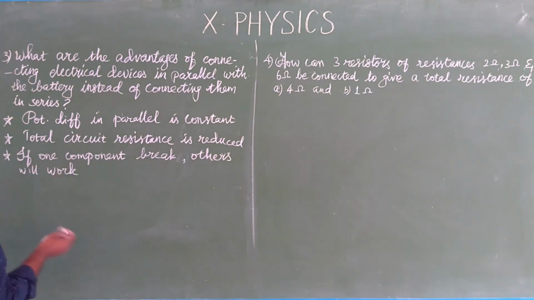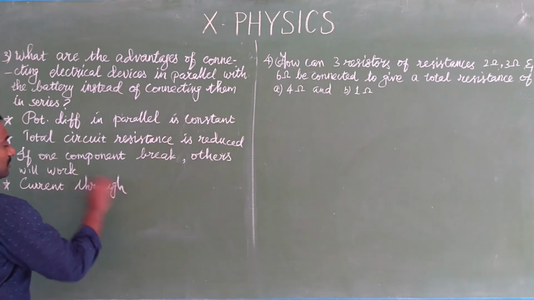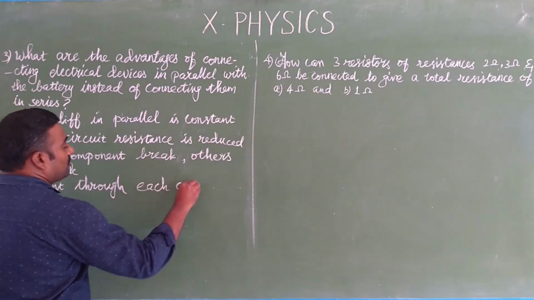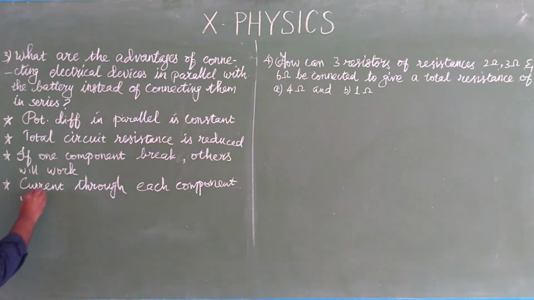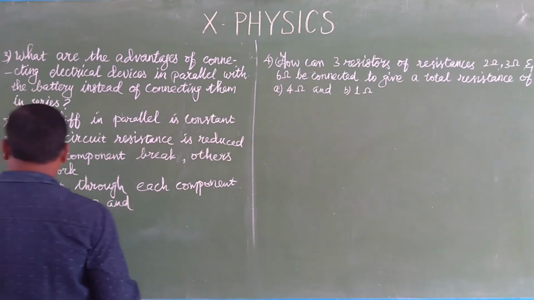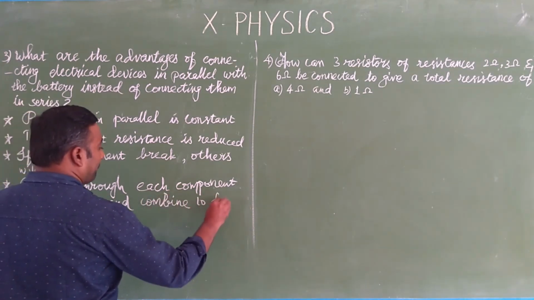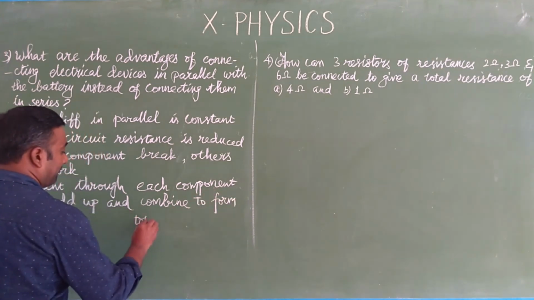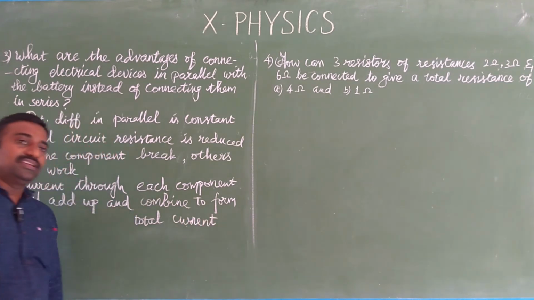This is one advantage. Moreover, the current through each component will add up and give the total current, and combine to form a total current. So these are the advantages of connecting appliances in parallel instead of connecting them in series.